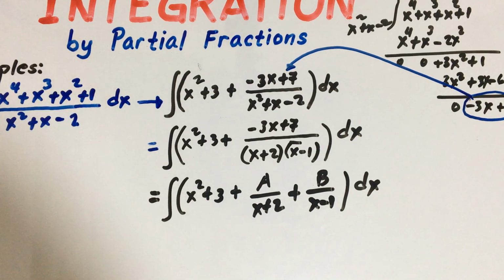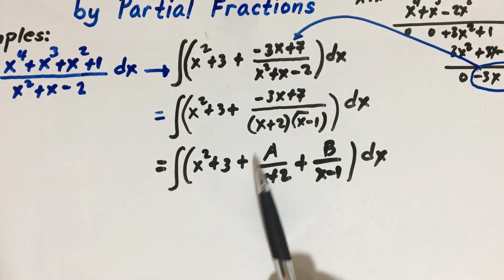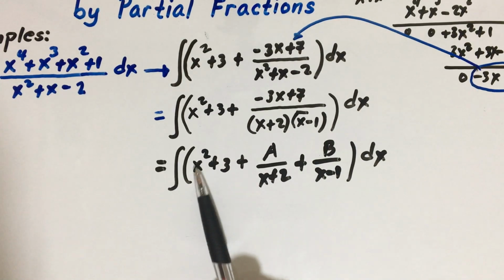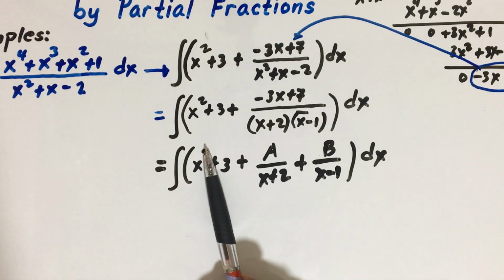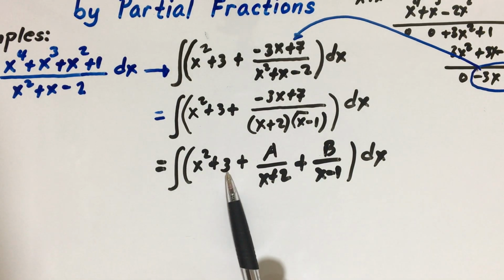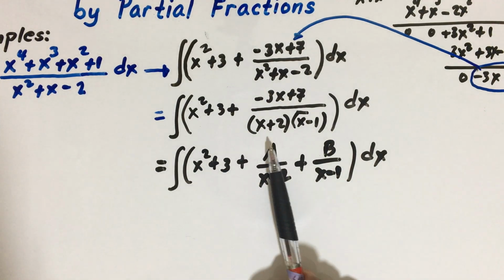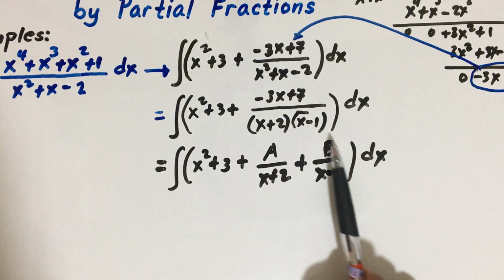Alright, so in our example number 3, we can focus our attention on this part. This can be integrated individually: the integral of x squared dx, then plus the integral of 3 dx. Then we'll just combine everything later on. So we'll just focus our attention on this one.